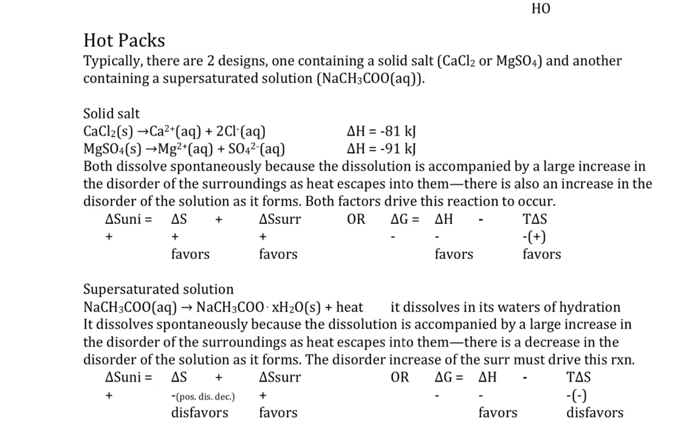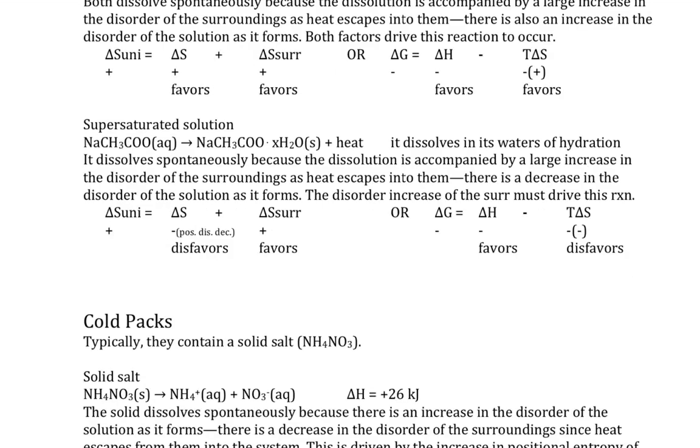Looking at the delta S of the universe side, we have the delta S part being negative, as we talked about before, that disfavors, but we have heat given off, so the surroundings become more disordered. Delta S of the surroundings is positive, that favors, and it must be that the favorable part dominates over the disfavorable part, because we know delta S of the universe is positive because the process happens. So that's a hot pack.